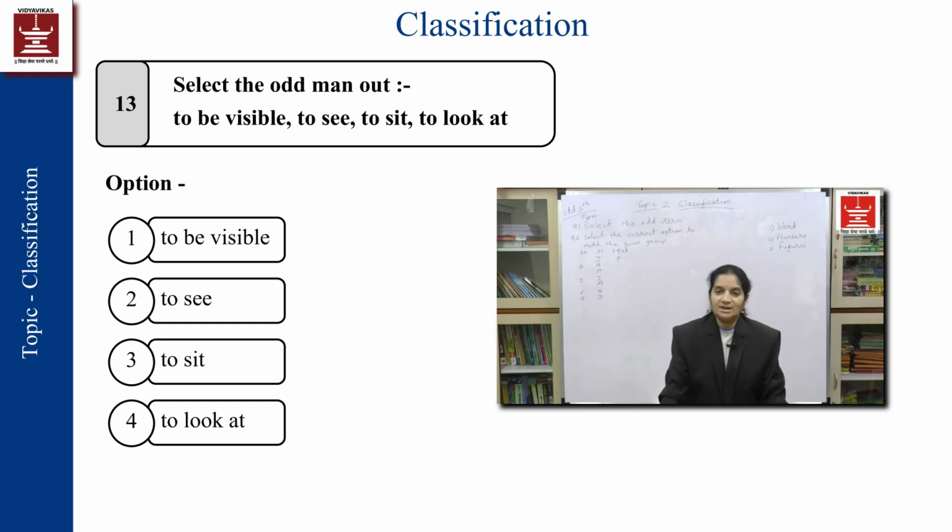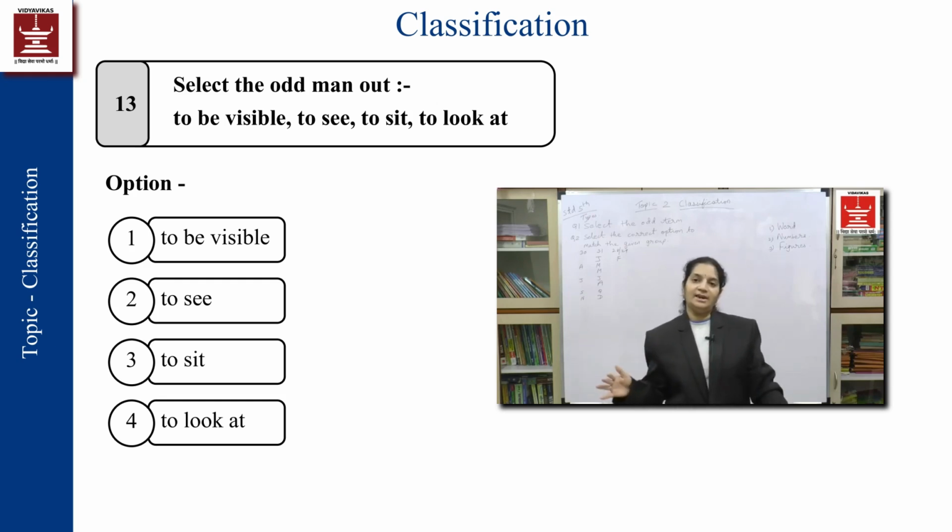Now, these are the ones which are similar. What is similar in them? To be visible, to see, to look at, all these are indicating what you see, sight. Whereas the word to sit is different.